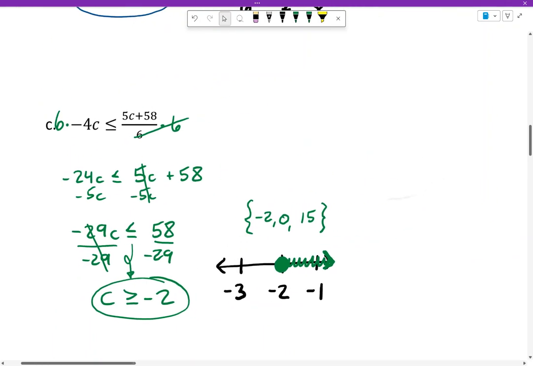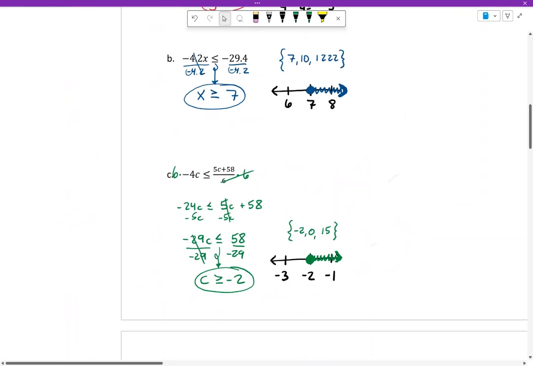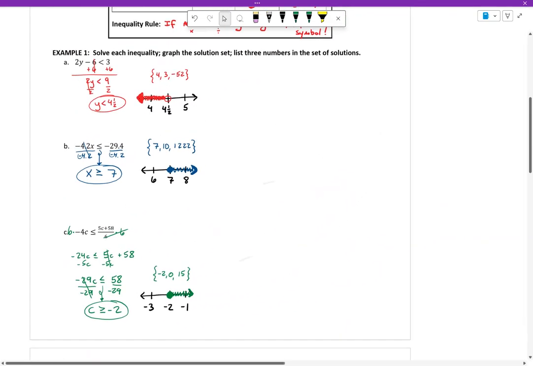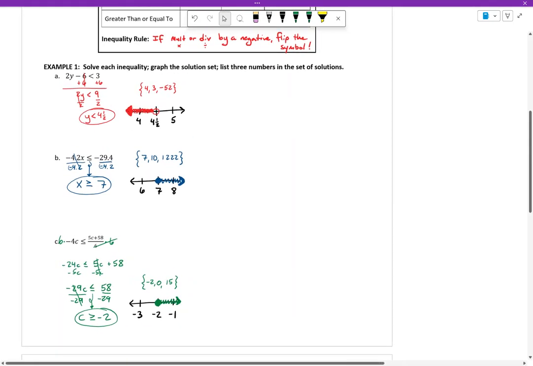So solve them just like equations. Remember to flip the symbol if you multiply or divide by a negative. And don't forget how the shading works. Less than or greater than, use an open circle. If there's an equal to bar, fill that circle in.